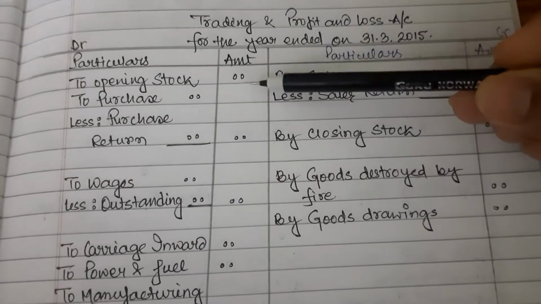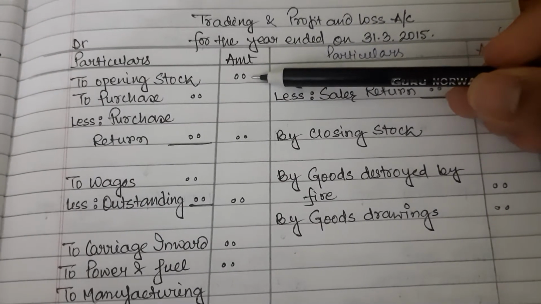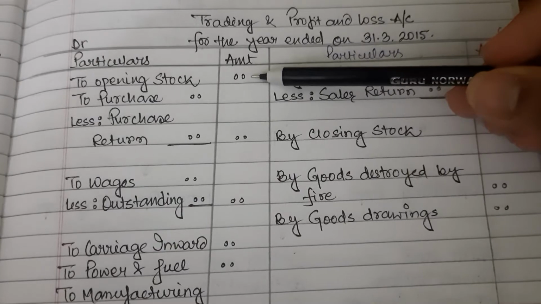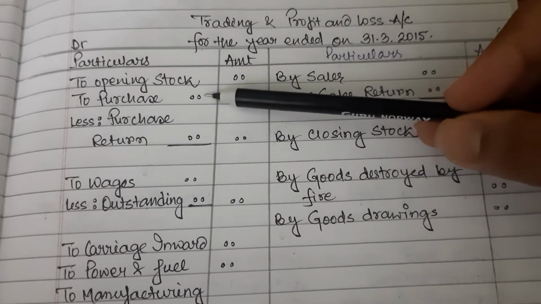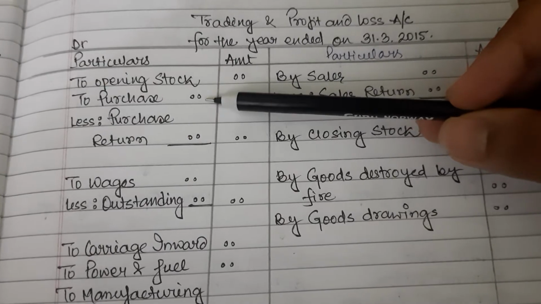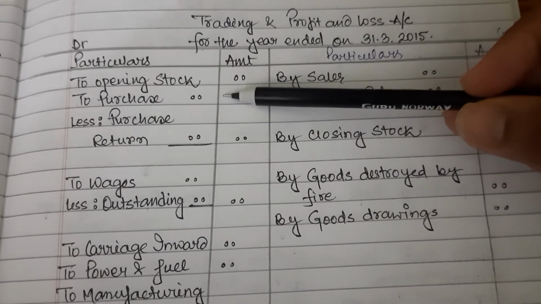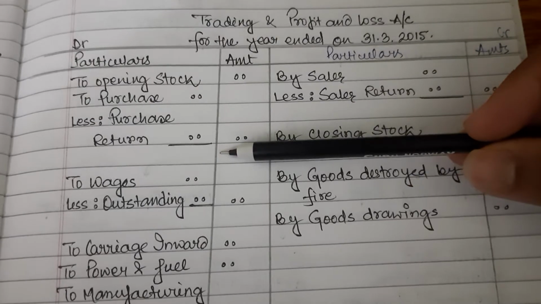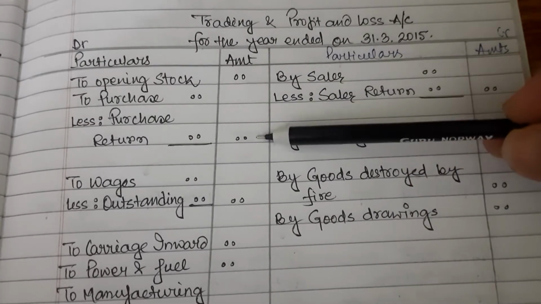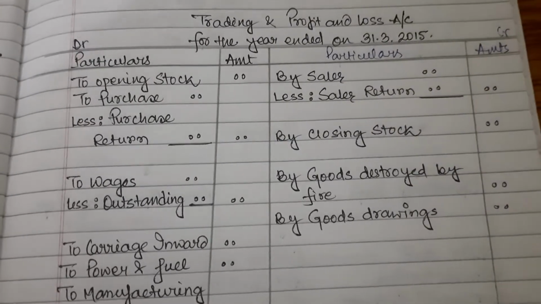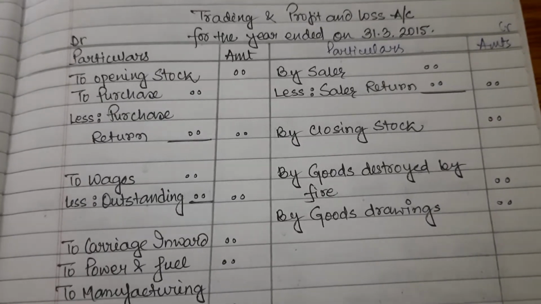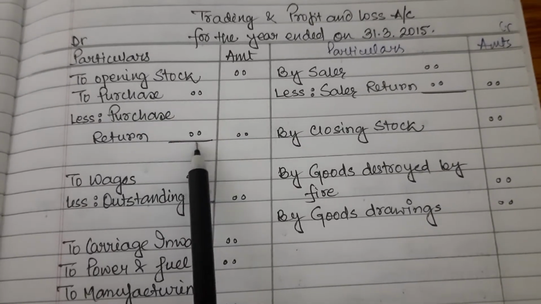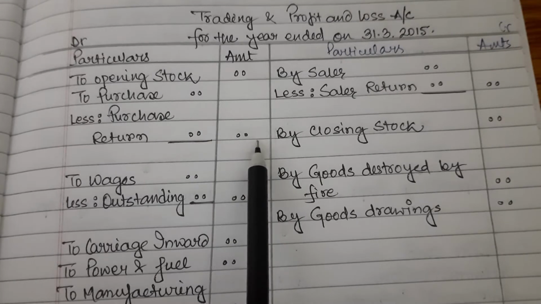So now at first we have to record the opening stock, which was our closing stock in last year. At first opening stock, and whatever you will purchase in this year, at first you have to write that as purchase less purchase return. So you will get net purchase for the year. I repeat, purchase during the year. From that you have to deduct purchase return.